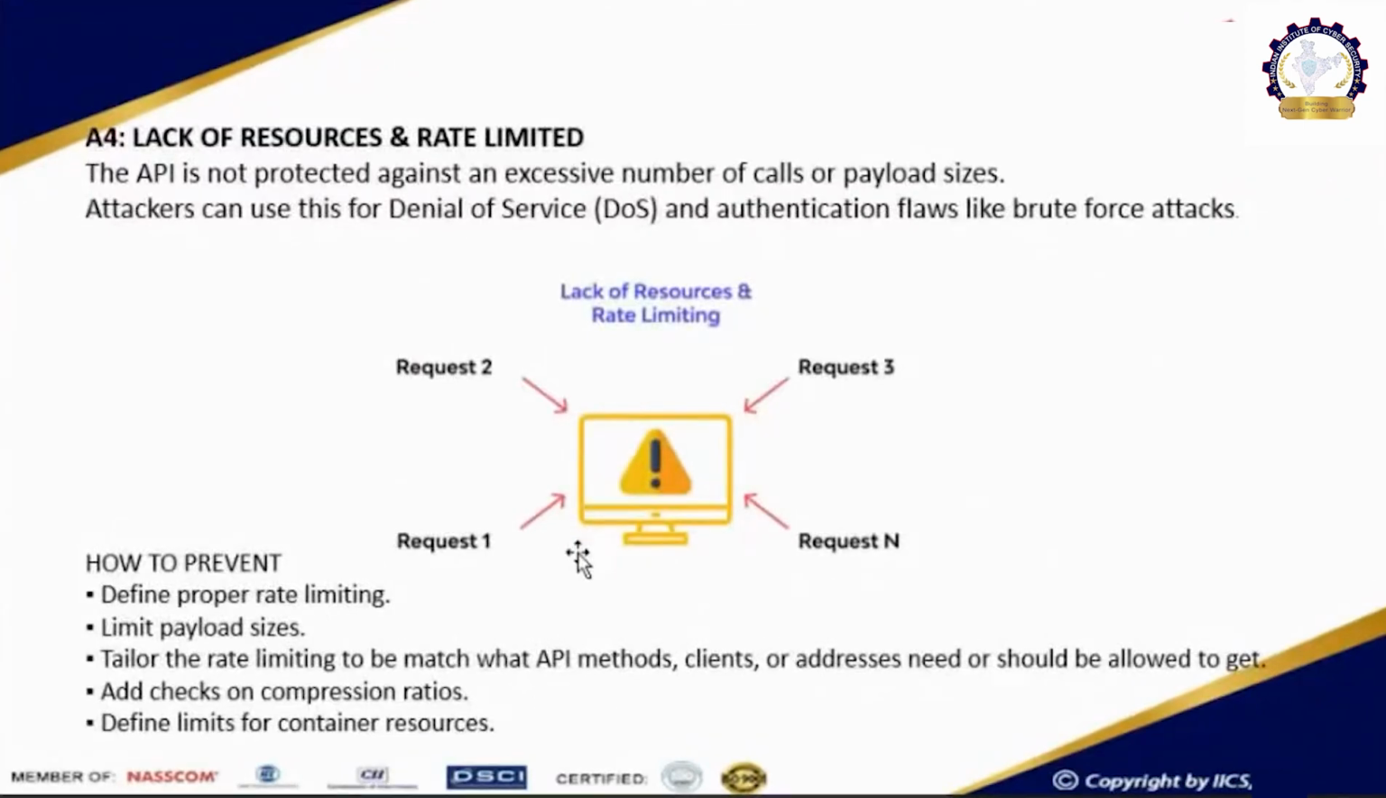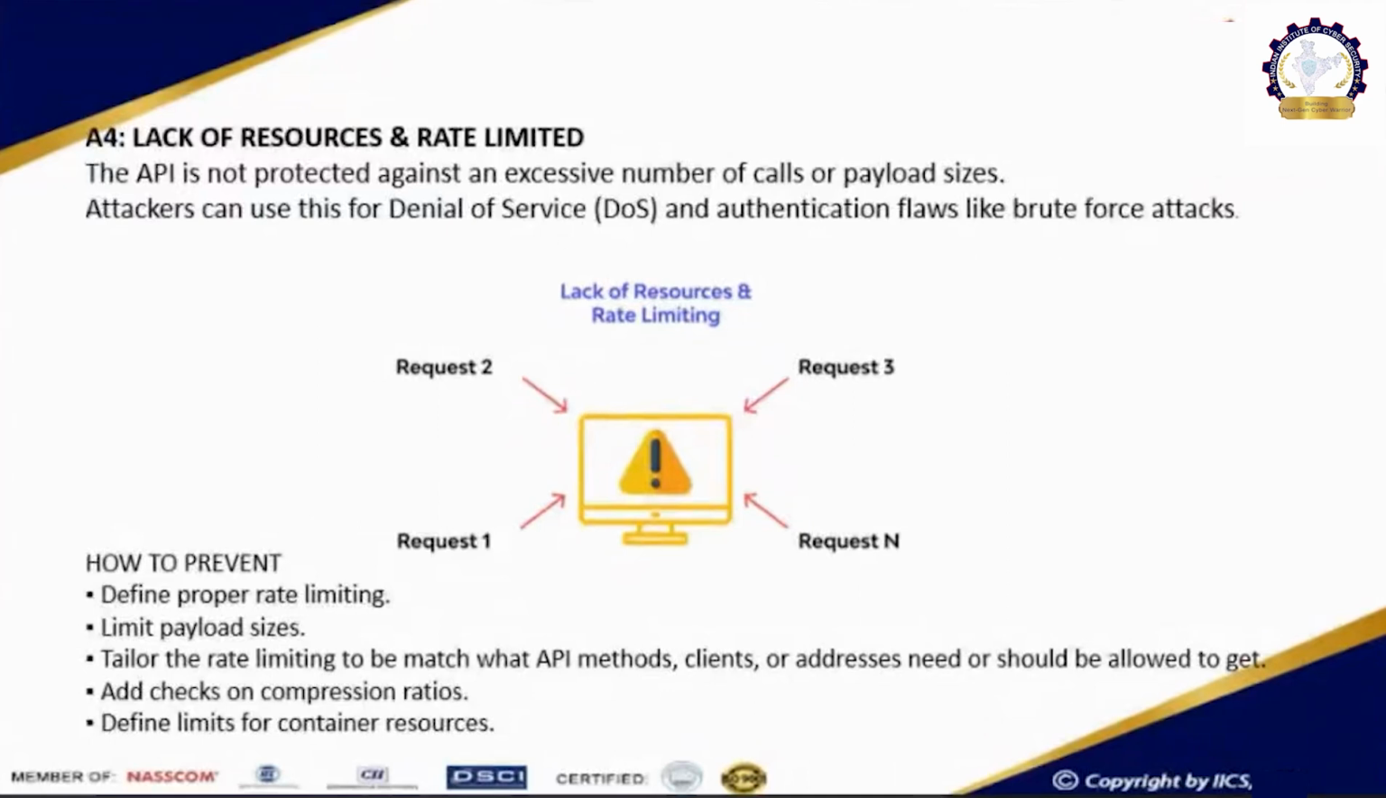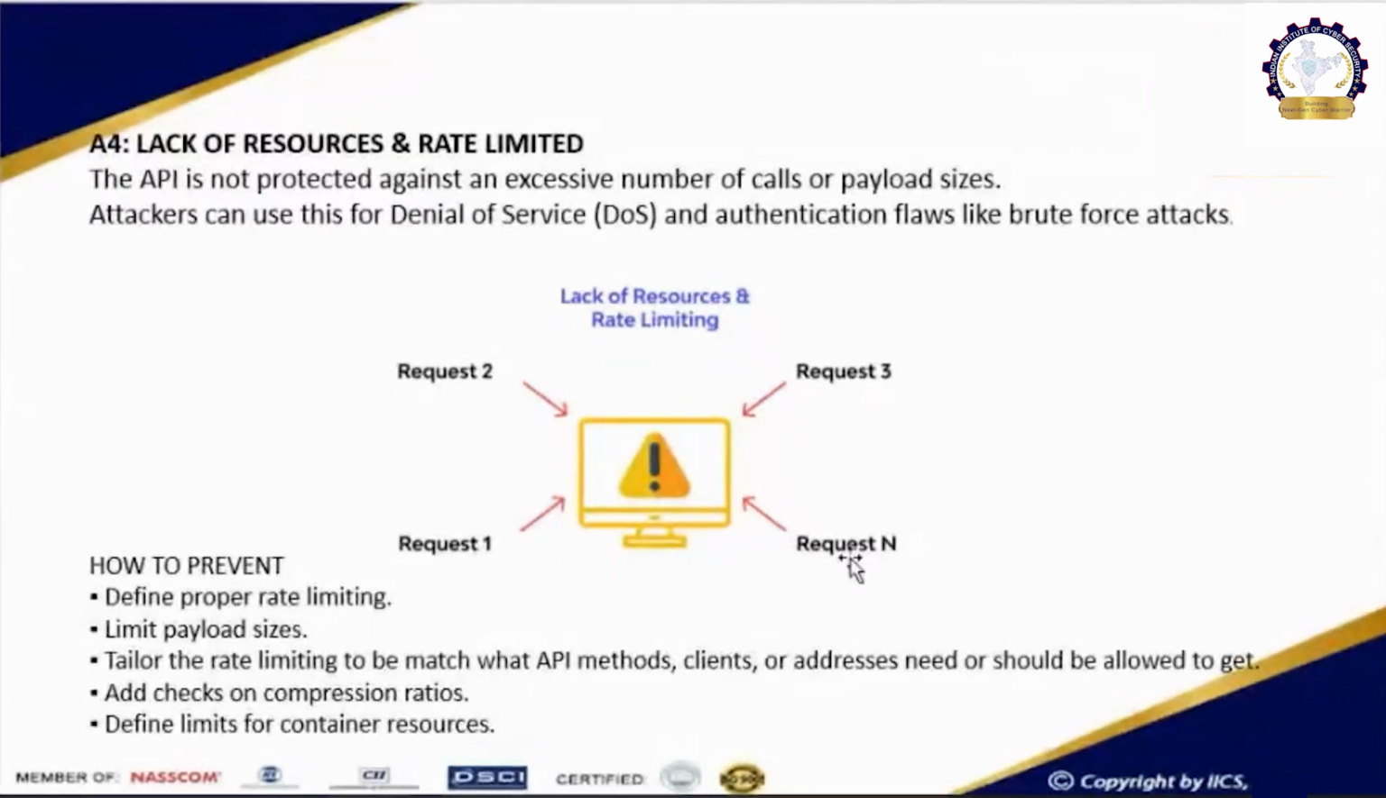And we will move further. So next thing we have here is lack of resources and rate limiting. So see, rate limitation has come up. If a web application is not able to limit the rate, meaning how many API calls should be made, then it's open to brute force attacks and clear DoS. See, we have DoS attacks here. Brute force, DoS, all types of attacks where we continuously send request packets to the server and ultimately it fails. So see, in A4, the API is not protected against an excessive number of calls or payload sizes.